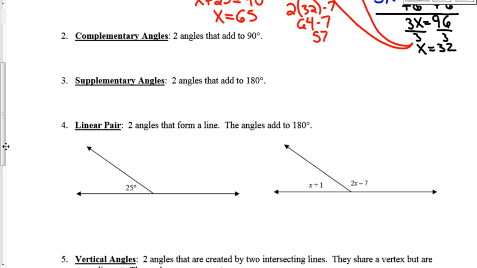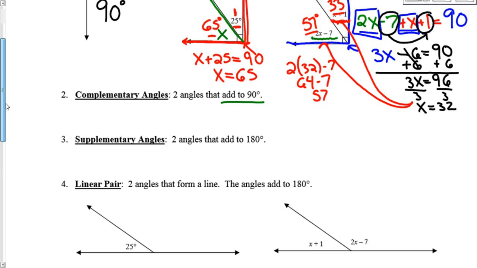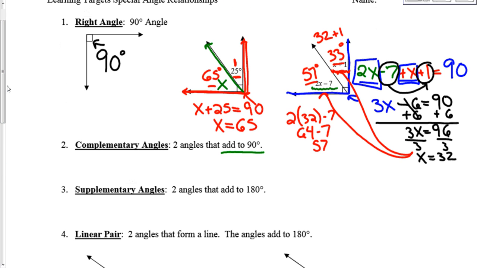You may remember hearing this in the past, but complementary angles are two angles that add up to 90 degrees. They add to 90 degrees. So those first examples we saw, let me scroll back up, these are examples of complementary angles. Here you have two angles, these two right here, that add to 90 degrees. You also have a set of complementary angles right here. Those two angles add to 90 degrees.